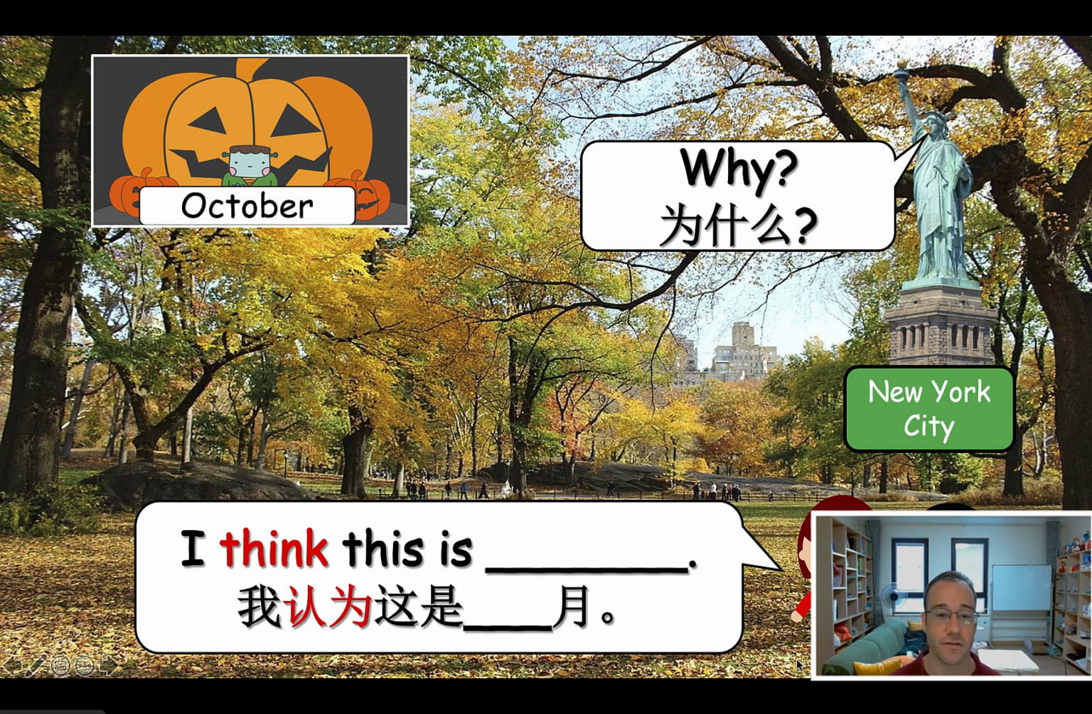Like, can your grade 3s do it? If not, just make it easier. You don't have to ask them why. You can try to get them to say that sentence, or you can just show them a picture and say, what month is it? And they can just tell you, it's October, it's November. You can adapt it and make it easier.